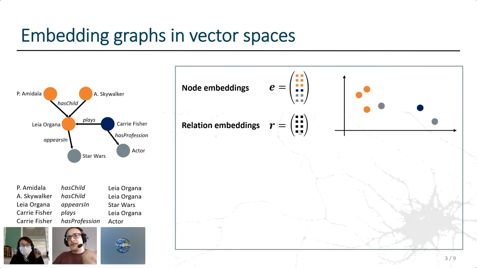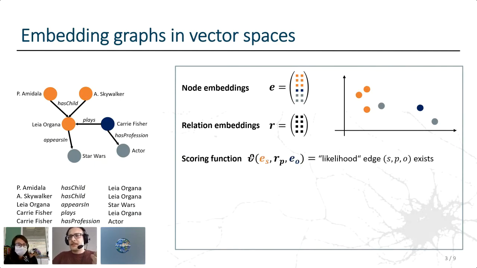And usually we couple this with a scoring function, theta. To this scoring function, we can give the node embeddings and relation embeddings for a triple, for a subject, a predicate, and an object, and then calculate a scalar value which gives us a likelihood estimate or some metric of whether the edge SPO, this triple, should exist in the graph or not. So the embeddings plus the theta function are our replacement for the knowledge graph.